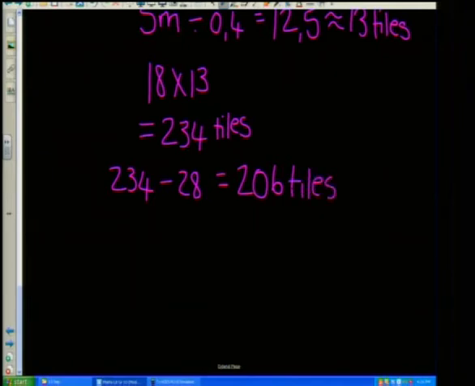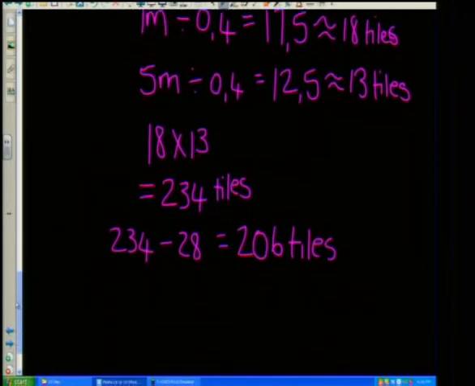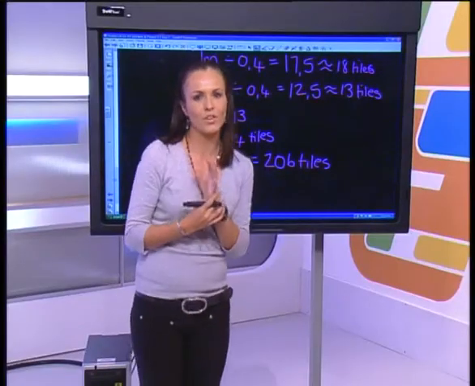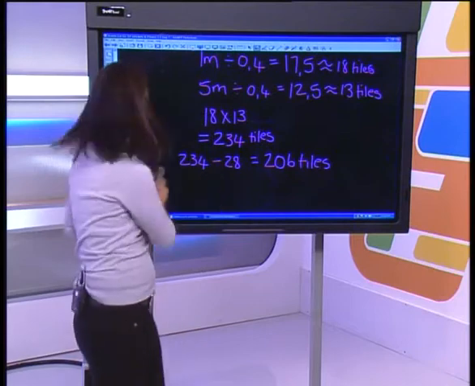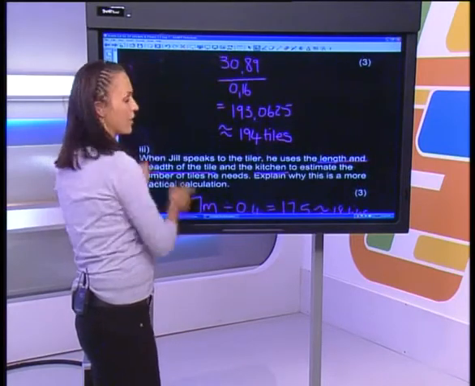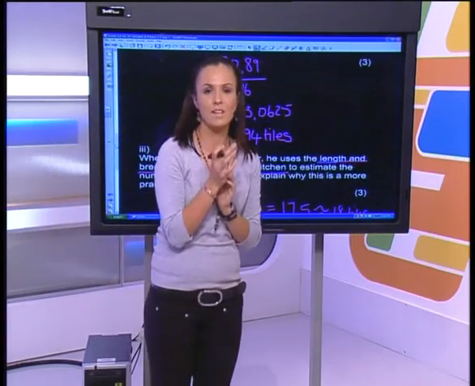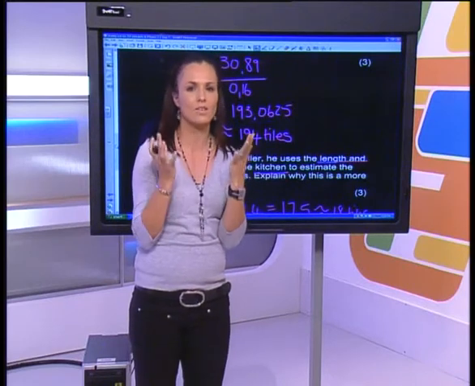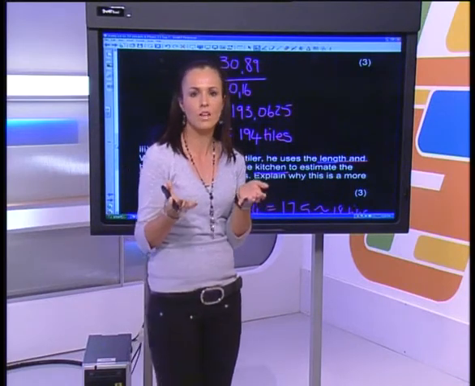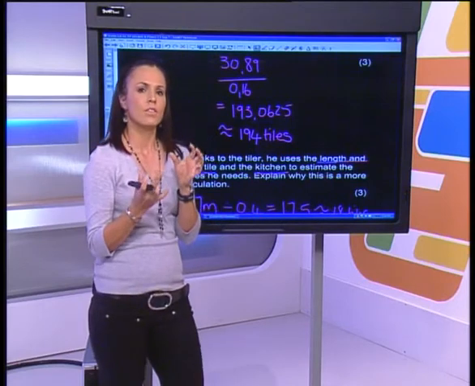All right, now let's talk. Using the tilers method, we got 206 tiles. Using the previous method, we got 194 tiles. So now we need to ask ourselves the question: why is there such a big difference between the two? So think about it.